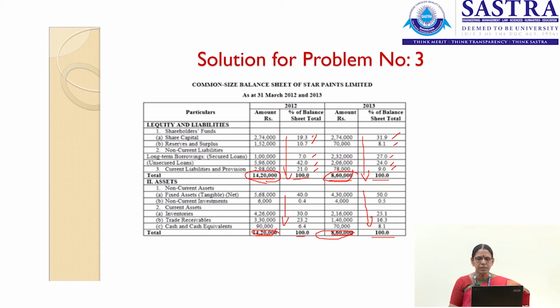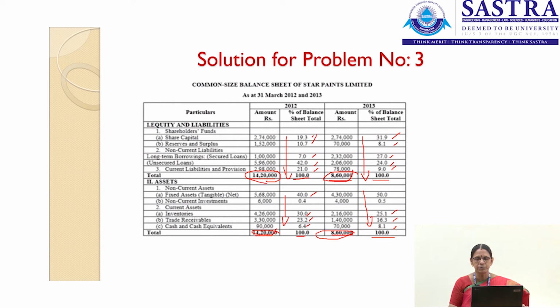Now when we come to the current assets again, it is 40. Current assets we have 30% of your inventories, here 25.1. Then trade receivables is 23.2, it is 16.3, 6.4 in 2012, 8.1 in 2013. So we have an increase of your cash and cash equivalents, but we have a decrease of your inventories and trade receivables. Again when we have fixed assets, it is 40% and 50%, and 0.4 for your non-current investments, 0.5 for your non-current investments.